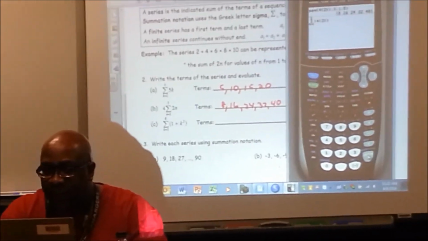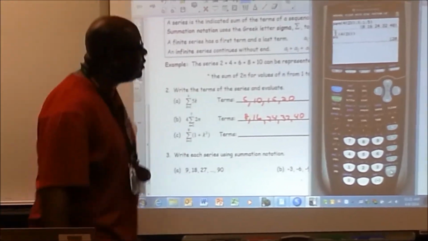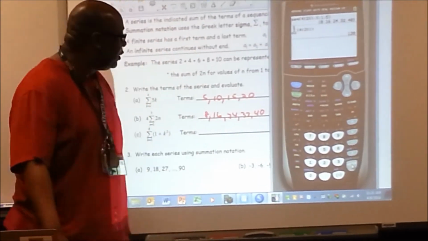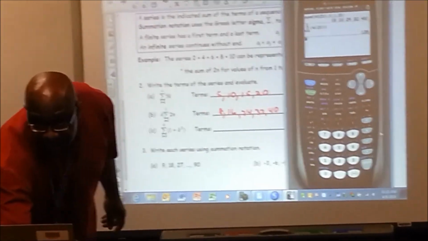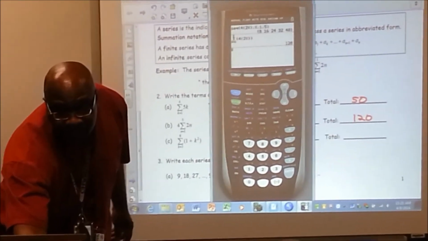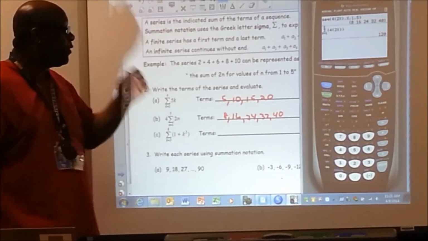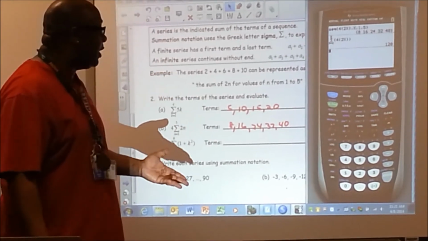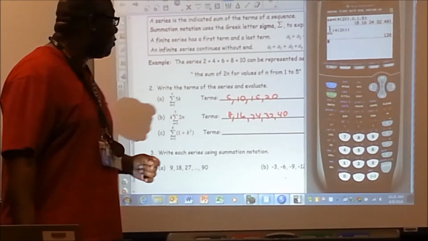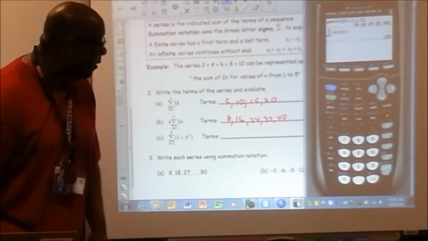Okay? And we see that our summation formula does give us 120, the same thing that this adds up to be. So again, whether we're doing this by hand or by calculator, we should get the same answer either way. We'll do this last one here, and then we'll call it a wrap.